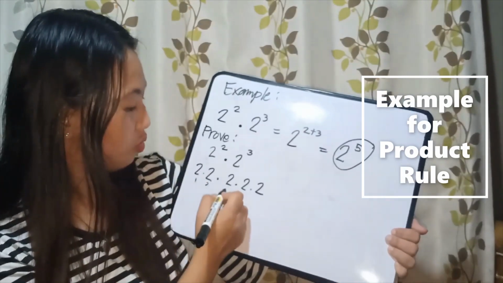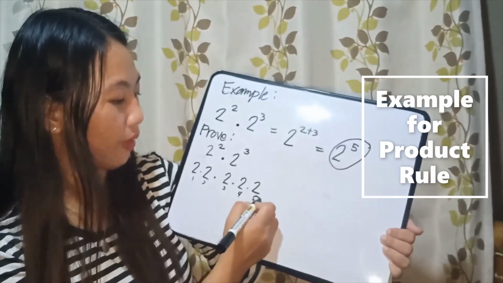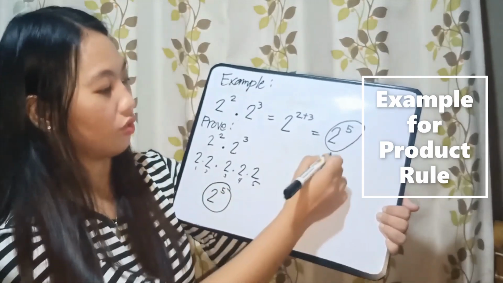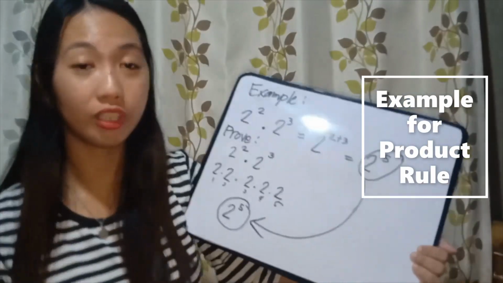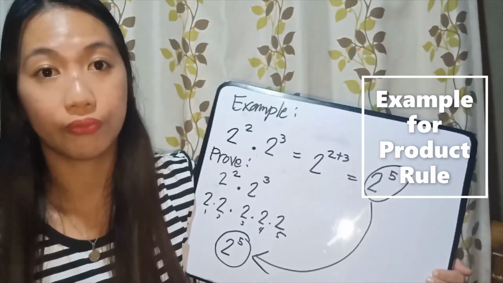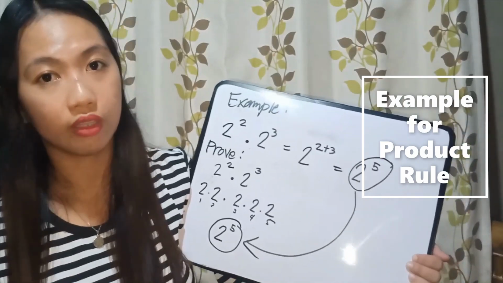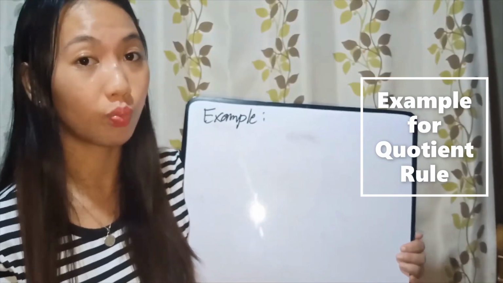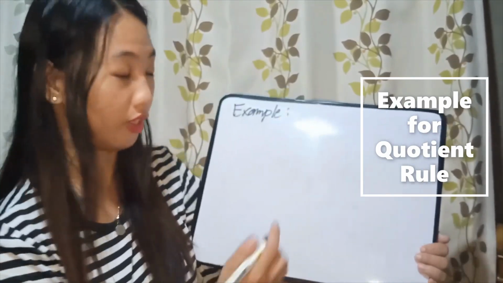1, 2, 3, 4, 5. So therefore we have 2 raised to 5. So that's how the multiplication of the same base but different in exponent works. Okay, so next we have the dividing of expressions having the same base but different in exponents.